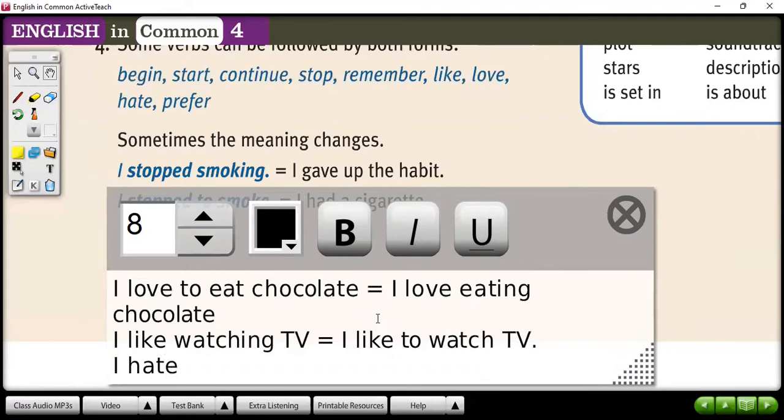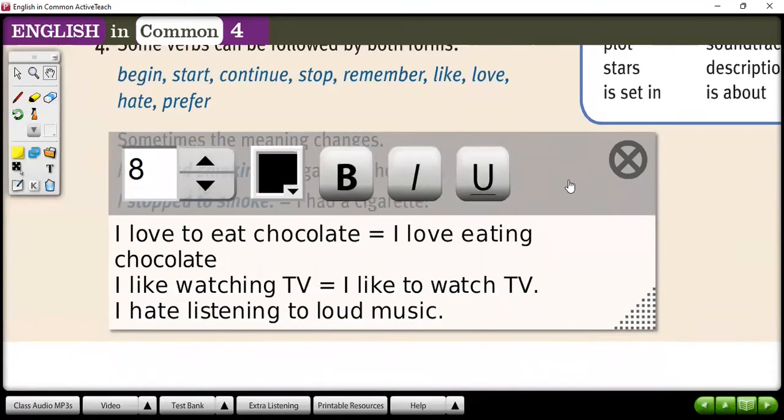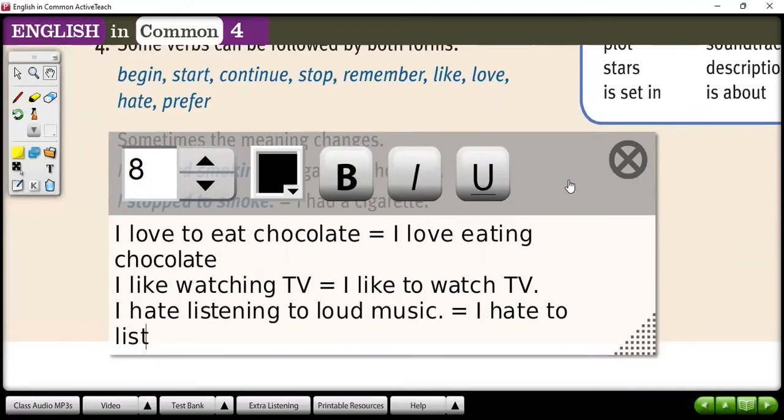I hate listening to loud music, or I hate to listen to loud music. It doesn't matter, okay? No difference. The other examples are begin, start, okay? Prefer, it's better to use with the infinitive, but if you use it with the ing, that's okay. We don't have a difference in meaning.